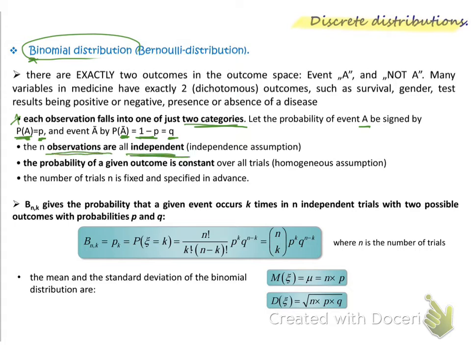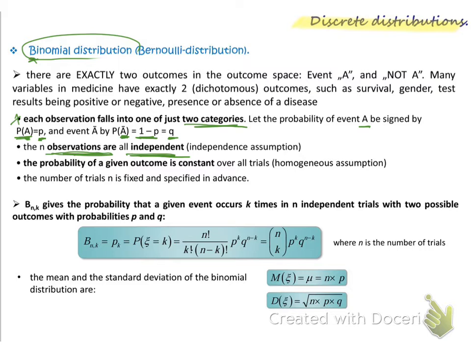What does it mean? They are independent. For example, I toss a coin, and the first time I got a tail. If I toss the coin a second time, the first outcome will not affect the second time. So the second time it may appear a tail or it may come a head. So the first outcome does not impact the second time or the third time or the fourth time.